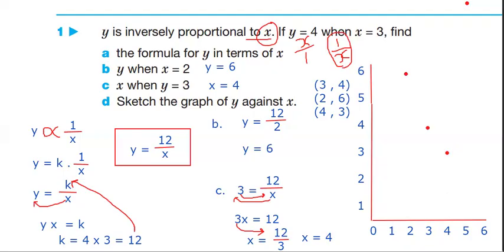So the line that we have is a curved line that goes like this. So this is the curved line or the graph of y against x. And this is how you sketch the graph of the relation of y inversely proportional to x. And this is how you answer a question like this.